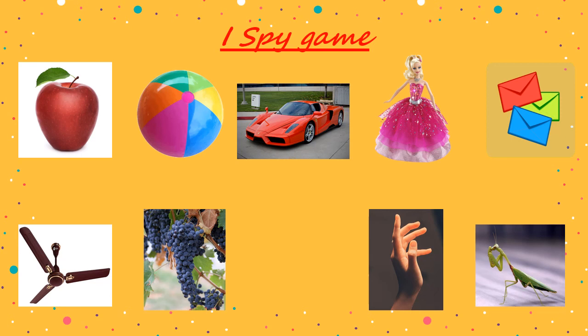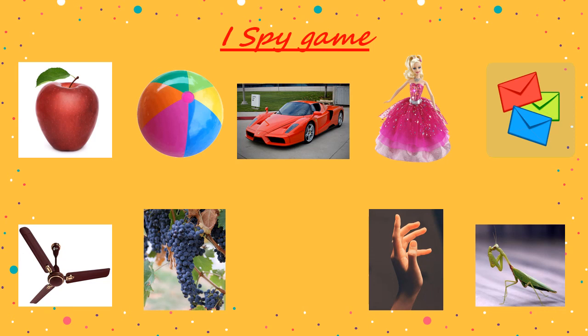I spy with my little eye something that begins with letter A and it's a fruit. Next, I spy with my little eye something that begins with letter B and it's a round object which children like to play with. Next, I spy with my little eye something that begins with the letter C and we use it to sit and go around places. It has 4 wheels and it runs on the road.